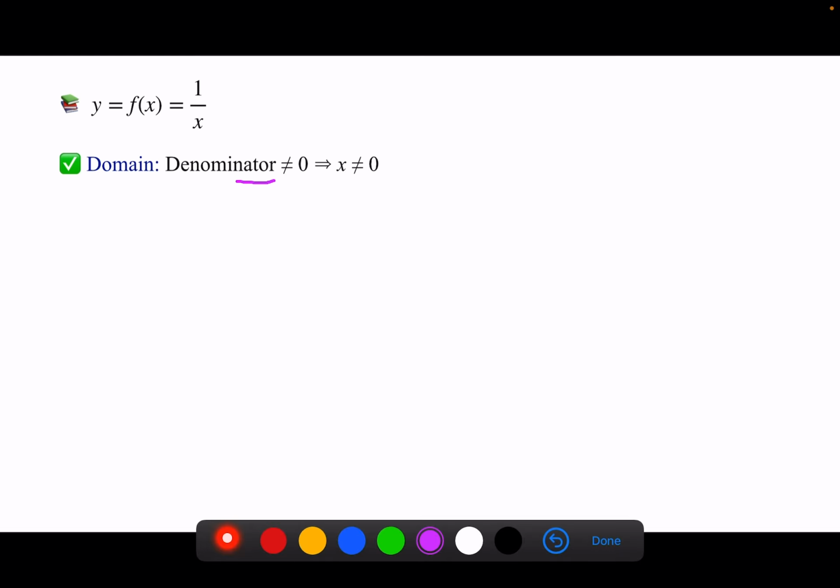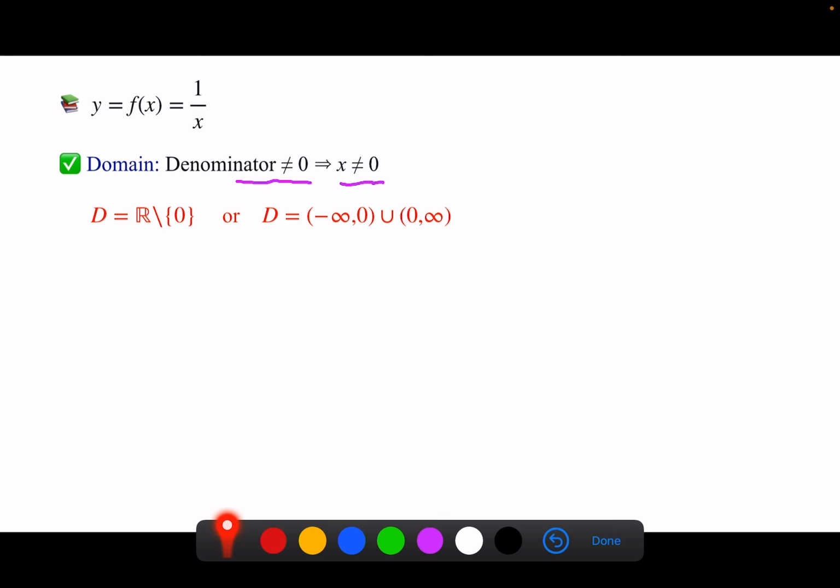The second example is the function y equal to 1 by x. This is a rational function. The domain restriction for a rational function is that the denominator cannot be 0. So denominator not equal to 0 implies x not equal to 0. Therefore, the domain is the set of all real numbers except 0. The domain can be written in interval form also.